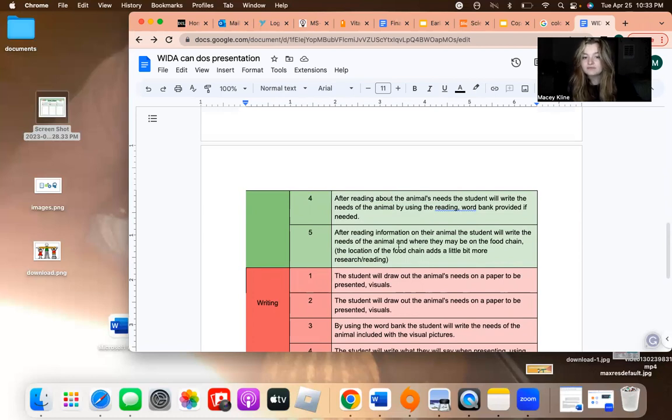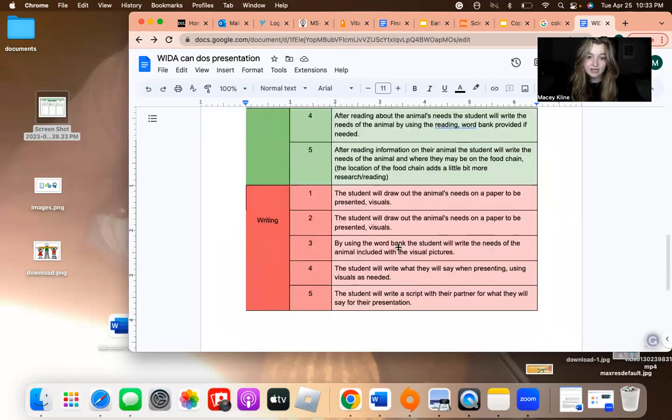And then for level 5, I had them make sure they read where on the food chain the animal would go, because that is a little bit of higher up reading. It can get confusing when it's talking about other organisms. The student could get a little, I don't know, it could get everywhere. So I added that for level 5.